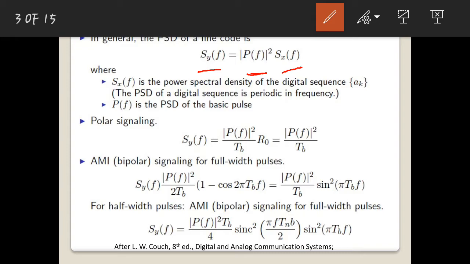This Sx of f can be calculated with respect to the autocorrelation value. And this P of f is identified depending upon what type of signaling line code is applied, whether it is unipolar, polar, bipolar or AMI. This is how we are going to get the output. These are all the outputs we are going to derive for different types of line codes.